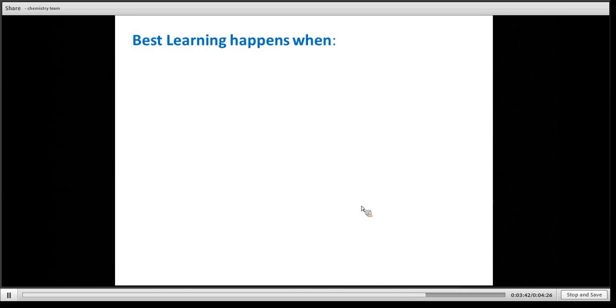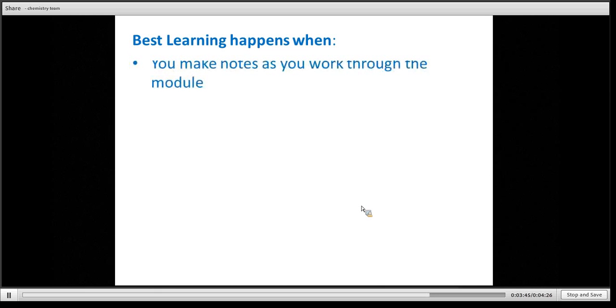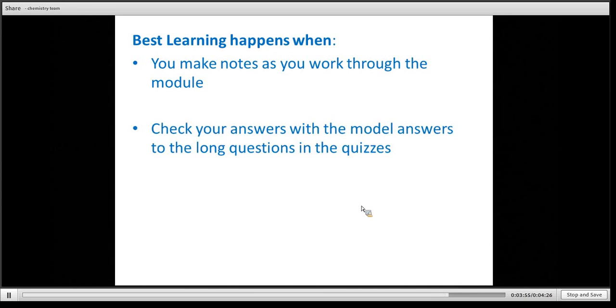So your best learning happens when you make notes. So use that pen, or if you work totally online, you make notes so that you process the information, so that you're thinking of the information. Also, when you do the quizzes, please carefully check your answers with the model answers. Any extra information given in the model answer, add as a correction, because it's the detail that's going to let you achieve or get merit or excellence.